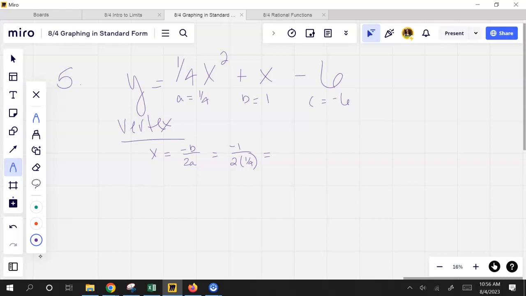Let's look at the bottom first. What's 2 times 1/4? A half. That's exactly right. If you have a fourth of a pizza and you double that, how much pizza do you have? A half of a pizza, right? So I've got -1 over a half. Now, you will probably hear me say this a gajillion and a half times before you leave here: never divide by a fraction. Instead, what can you do?